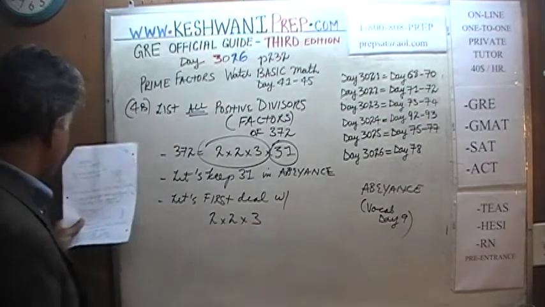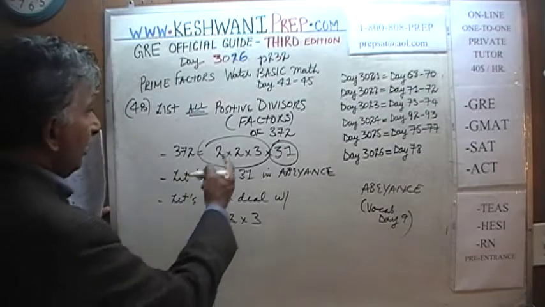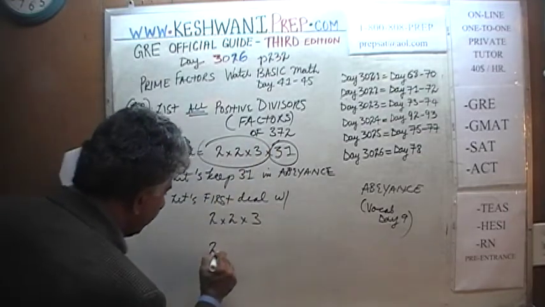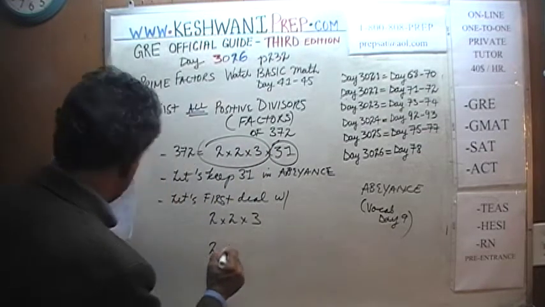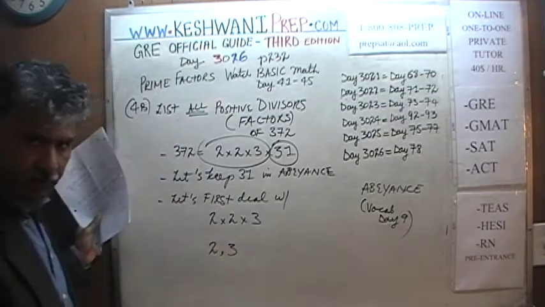2 times 2 times 3. Are you with me? And we're going to list all the factors. So the first factor of 372 would be 2, and then a 3, of course. We see a 2, we see a 3. And now the process begins.